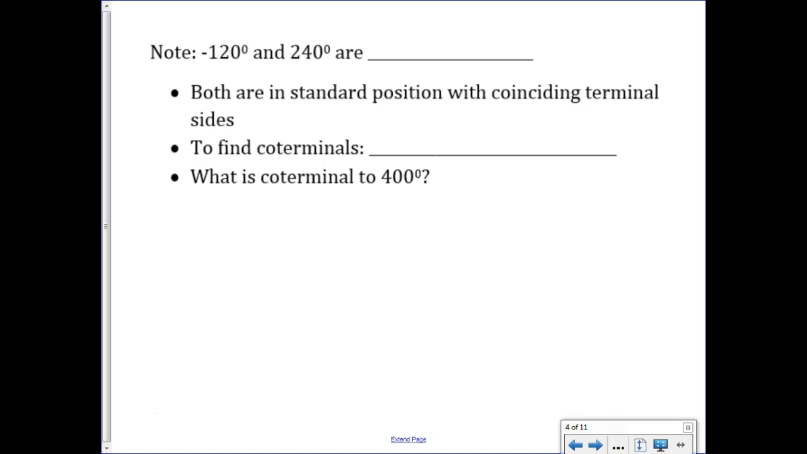So, note negative 120 degrees and 240 degrees are coterminal. And what that means is if I measure a 240 degree angle in the positive direction, it would end up in the same spot as that negative 120 degree angle that we just drew. Both are in standard position with coinciding terminal sides. So to find coterminals, we add or subtract 360.